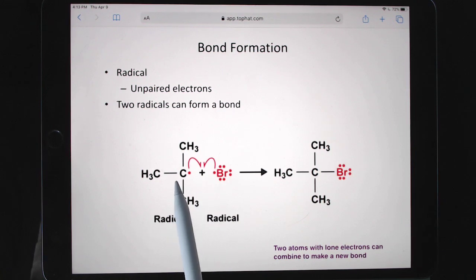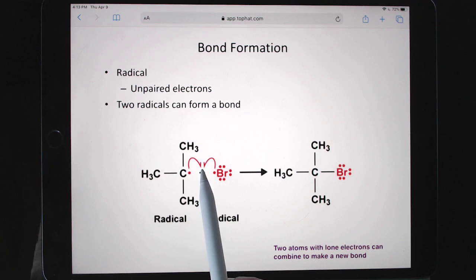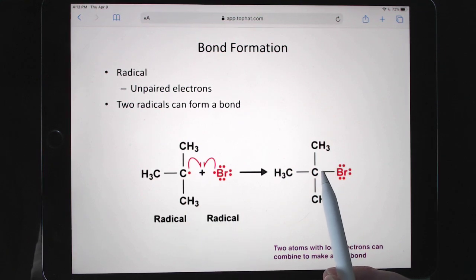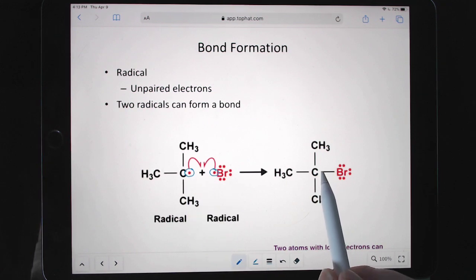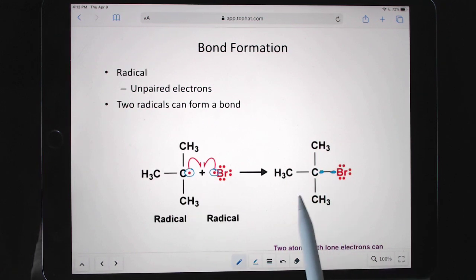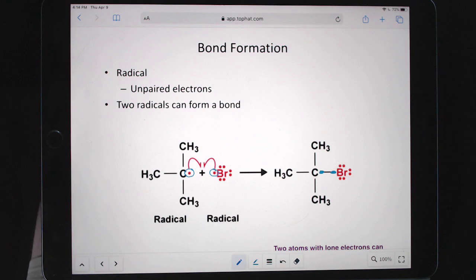Now you can also do this if both of them have an unpaired electron, so that both of them contribute one electron, and this one and this one come together to make this new bond here. This is a radical reaction where you take one electron from each atom, bring them together, and make yourself a new bond.